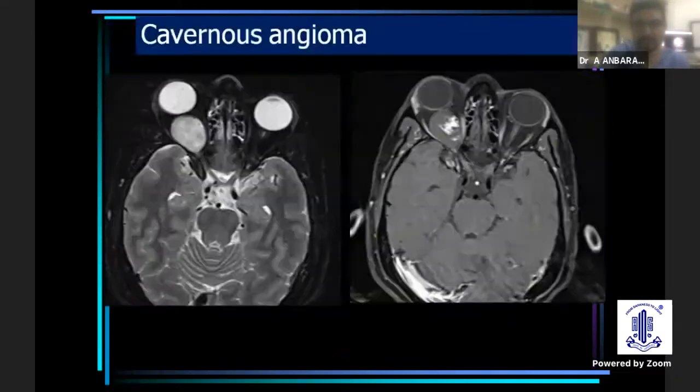Another example here, the patient has a cavernous angioma, which on the T2-weighted MRI is hyperintense. On post-contrast T1 fat-set MRI, you can see there is a gradual filling of the contrast into this particular lesion. And if you wait for about another 5-10 minutes, it will gradually fill up completely. That's a typical appearance of a cavernous angioma in the retroorbital plane.